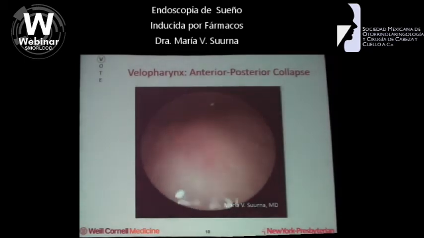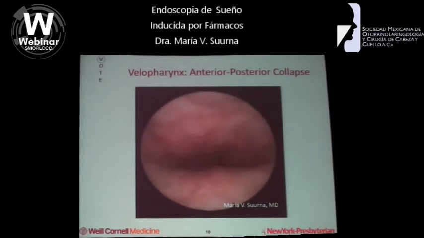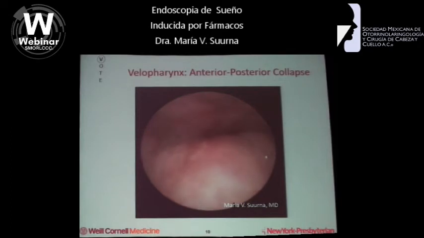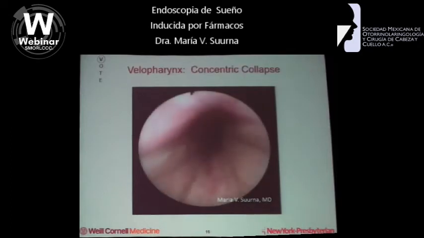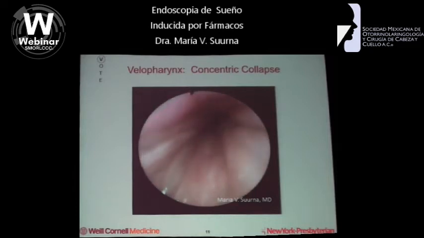So if we start with the velopharynx, here's the airway. And you can see that there's a complete anterior-posterior obstruction of the patient during sleep. To compare it to concentric collapse, this has more of a sphincter-like appearance, and this is what you would observe with velopharynx when patients have concentric obstruction. And you can see that there is a completely different direction of collapse of the airway.